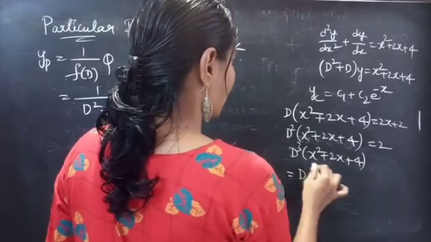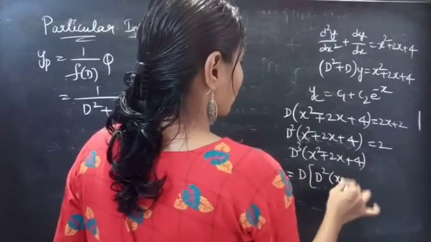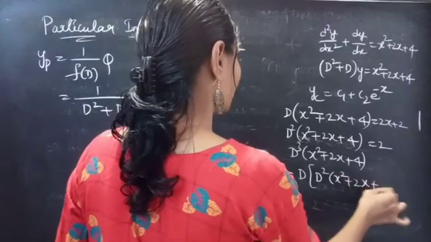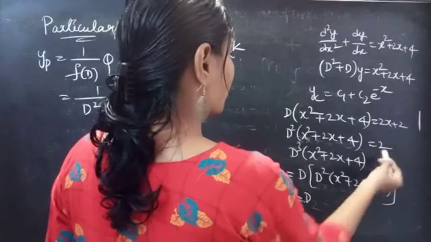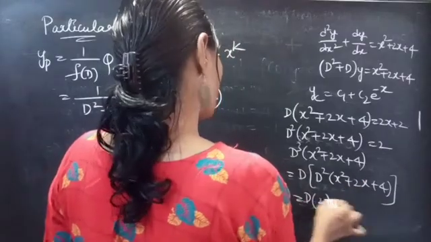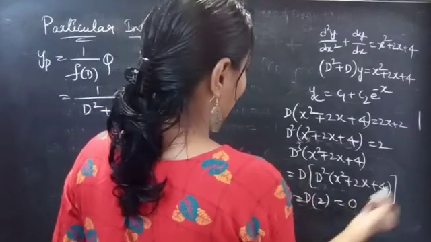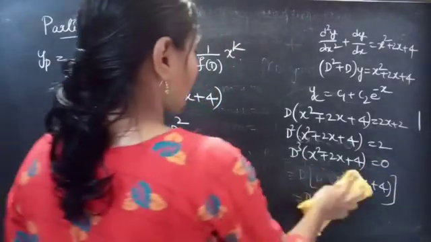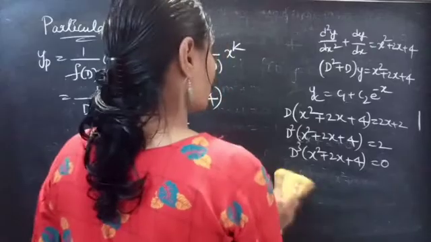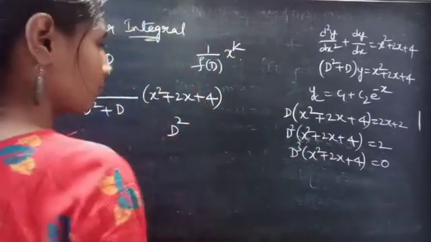Which is equal to the derivative of d square of q. We have the value of d square of q, which is 2. So now let's find the derivative of a constant, which is 0, right? So d cube of q is 0. So from here, we'll get all the derivatives 0.